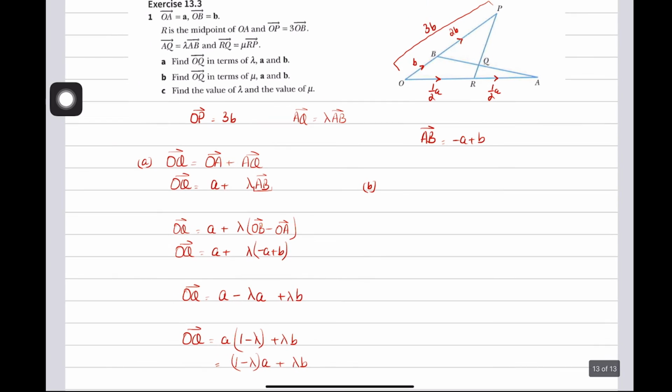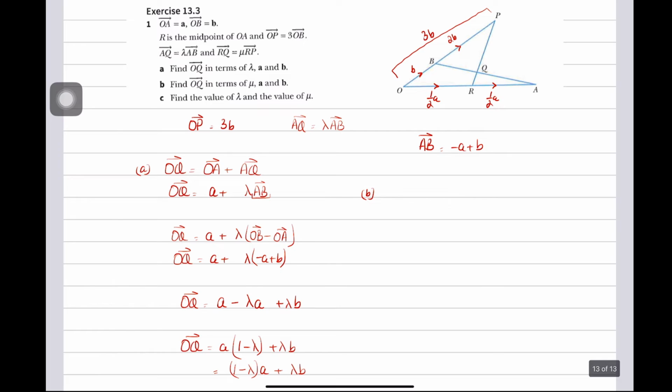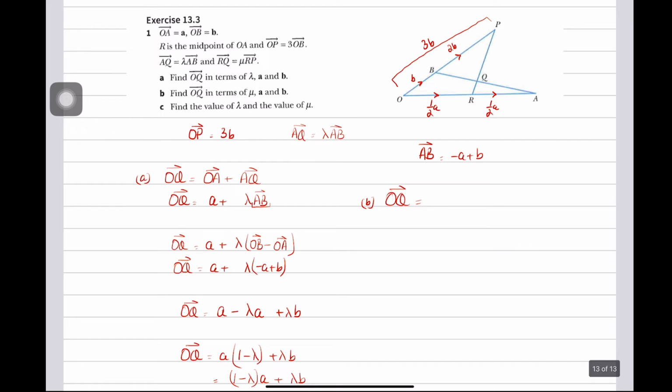Okay, now for this part, I want you guys to help me out. Suggest another route which will take me from O to Q. Okay, and that route should somehow have mu in it. So take your time, take a good look. OR plus RQ. Very good. OR plus RQ. Why is that? Why is OR plus RQ a good option? Because we know what RQ is in terms of mu, R and vector RP.